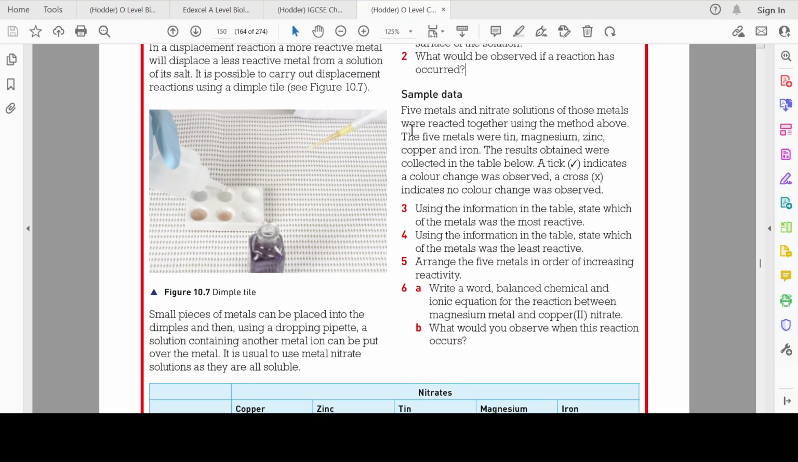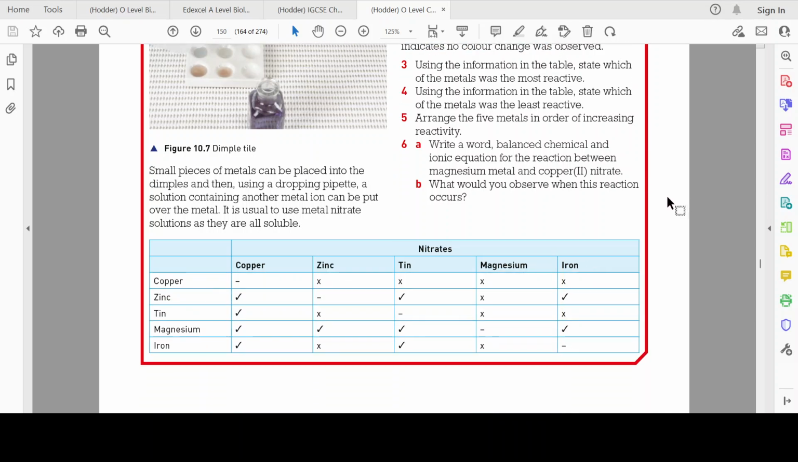Now over here you have a table. 5 metals and nitrate solutions of those metals were reacted together using a method that is described. Those were tin, magnesium, zinc, copper, and iron. The results are obtained in the table below. A tick mark indicates a color change, which means a displacement reaction did happen. A cross indicates no color change, meaning nothing happened. Let's take a look at the table.